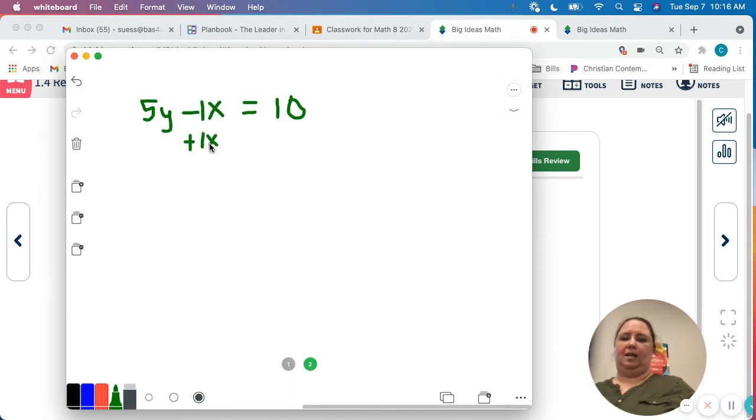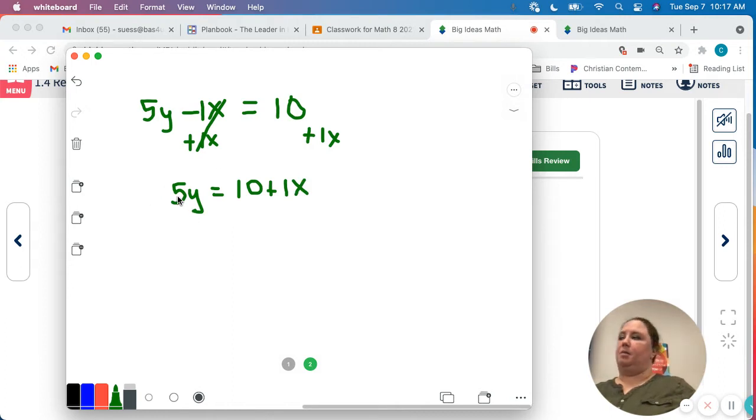We're going to add an x. So plus x, 1x. Okay, so this is gone. I'm left with 5y equals 10 plus a 1x. Now, you can just write x. You don't have to write the 1x, but you're going to need the 1 here in a minute.